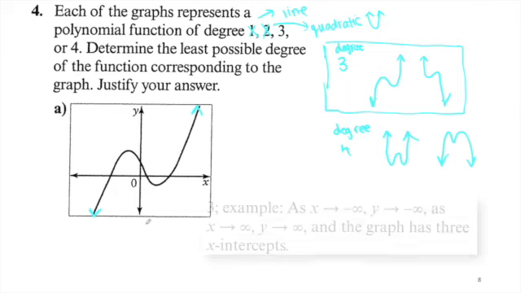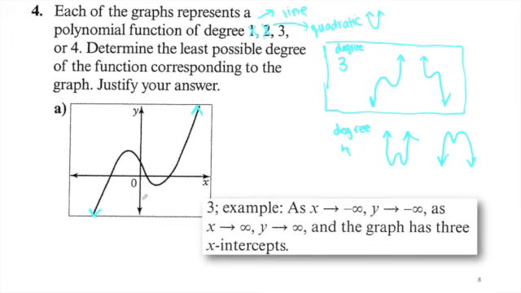Okay, so just there, as x approaches negative infinity, y approaches negative infinity. As x approaches positive infinity, y approaches positive infinity, and the graph has 3 x-intercepts. Again, we'll get into that. That's another thing that helps us determine what our degree is, but because it passes through that graph a maximum of 3 times, that's the highest degree that our graph or our function can be.